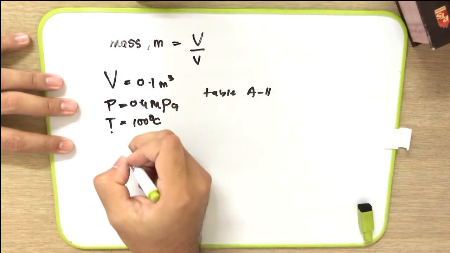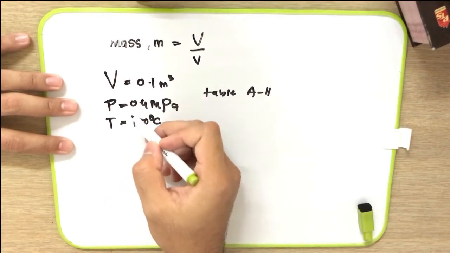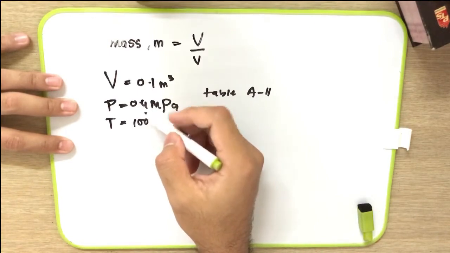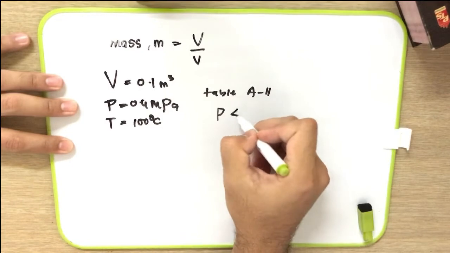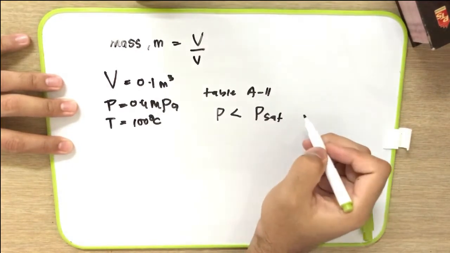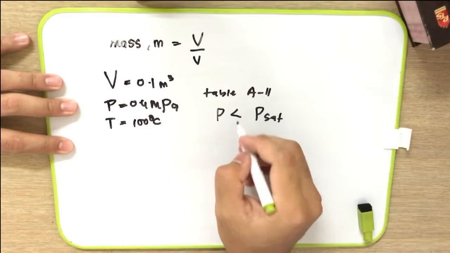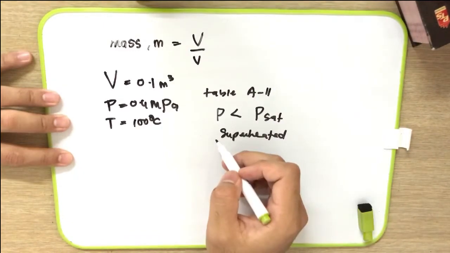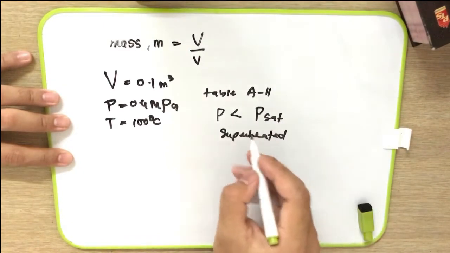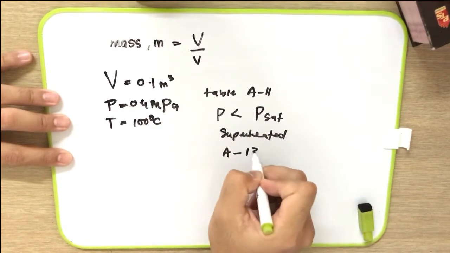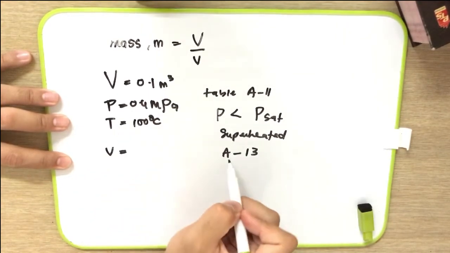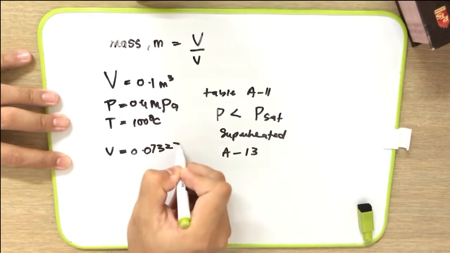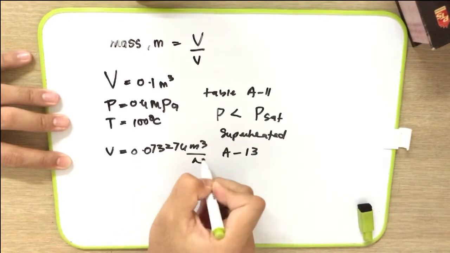A11. We check at temperature 100 degrees C and we look whether P is higher or lower than the P saturated. So after we have checked, the P here is lower than P saturated. So according to the phase condition, when P is lower than P saturated, it is superheated. Once we know what is the phase for this refrigerant, we just go to table A13 by using this P and also T. At table A13 we can get V. So V is 0.073274 meter cube per kg.